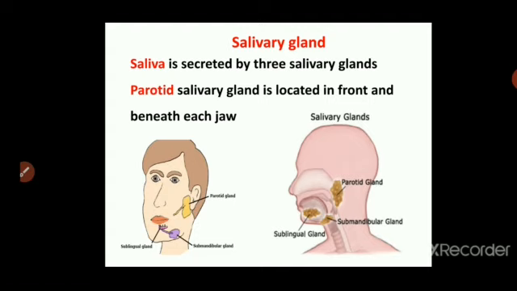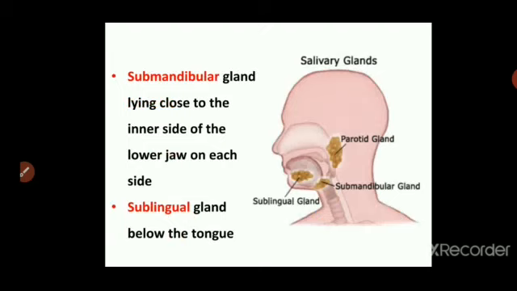So the first one is the parotid salivary gland. These are the largest salivary glands, one present below and in front of each pinna, that is below the ear, or you can also say it is located in front and beneath each jaw. You can see the location in the diagram as well. The submandibular salivary gland is located on the inner side of the lower jaw, one on each side. And the sublingual gland is located below the tongue. So the three types of salivary glands are there in the buccal cavity.